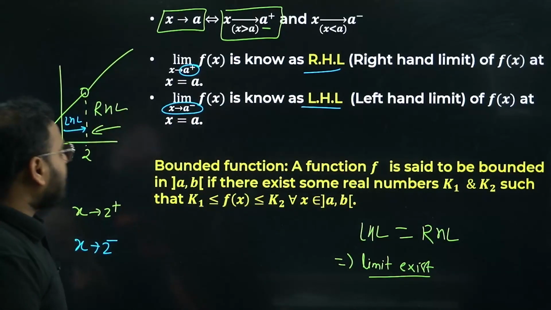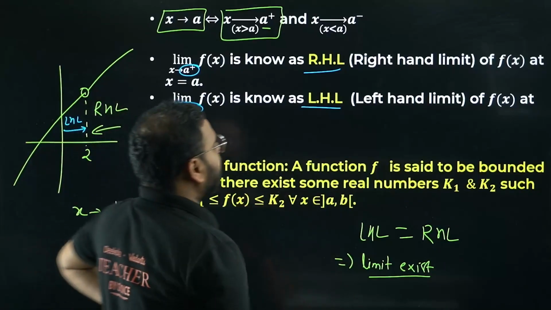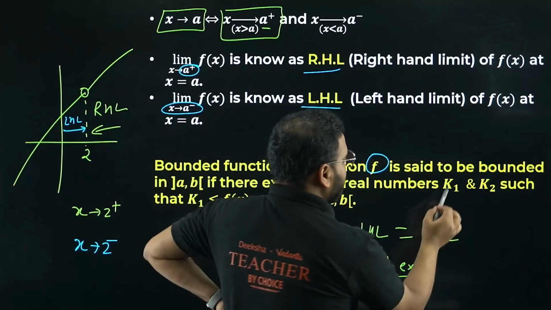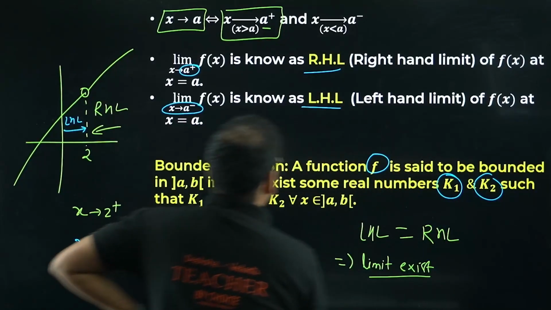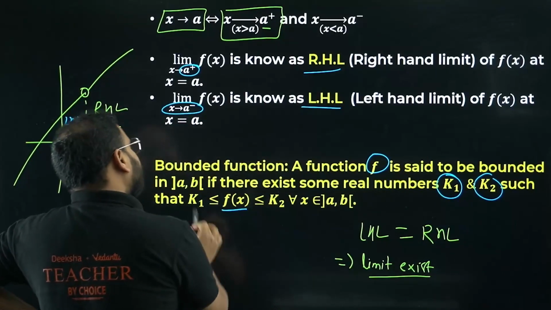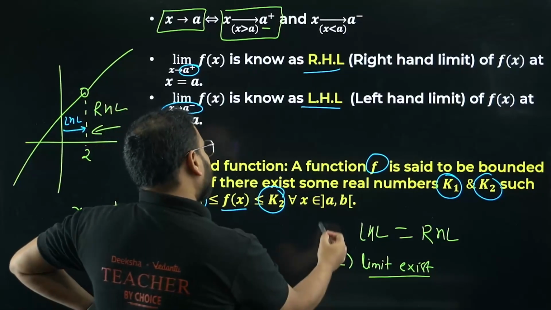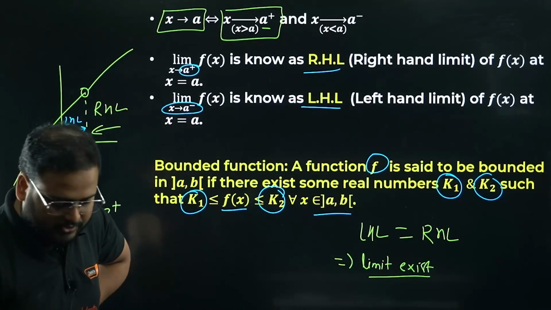Okay, so the bounded function, we also have some definition over here. A bounded function f is said to be bounded when we have two values k1 and k2, such that f(x) lies between k1 and k2 for all x belonging to the open interval a to b. Please check.